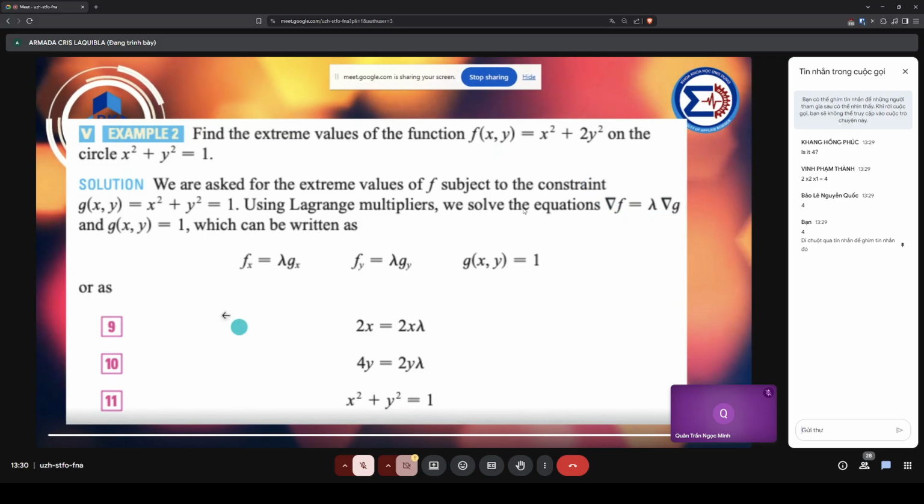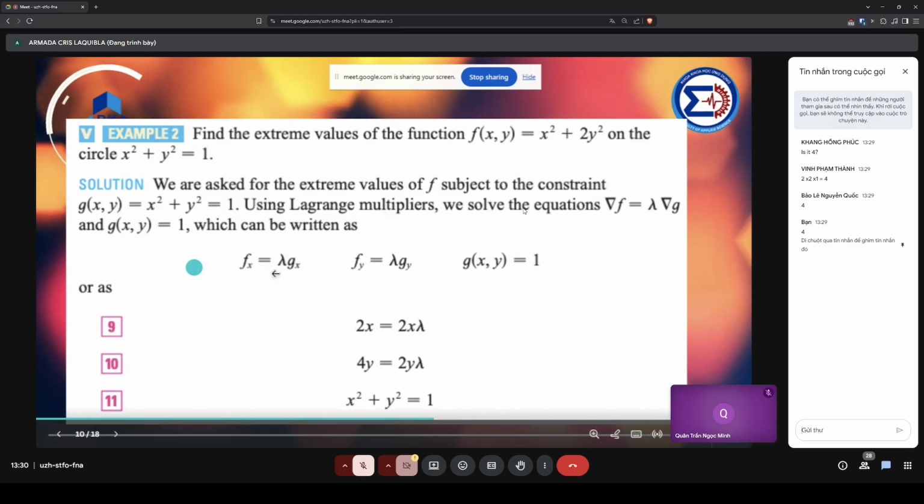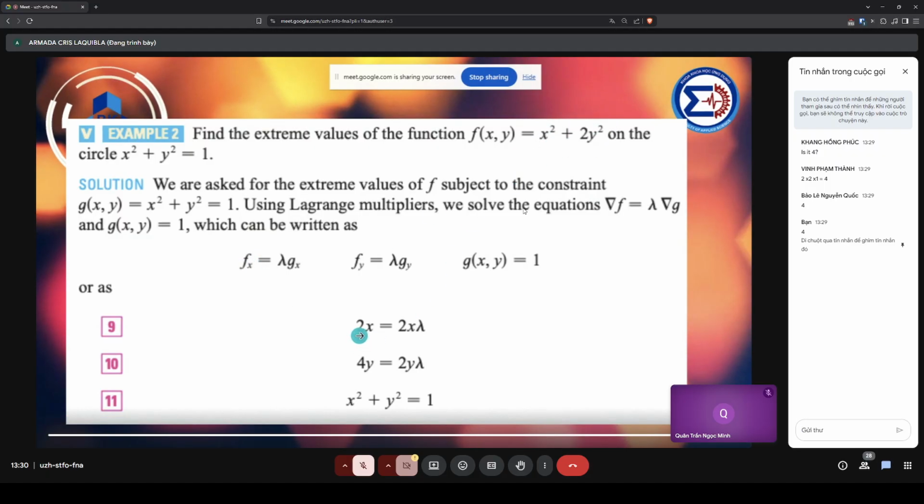So here, first, we can have this, right? Fx is equal to lambda gx, then fy is equal to lambda gy, and then your g of x, y is equal to 1 because it's here in the given. Okay, now, what is your fx? Go here. What's the derivative with respect to x? It's 2x. Also, your gx here is also 2x, correct? So that's 2x is equal to 2x lambda.